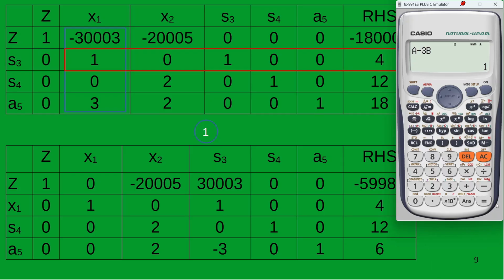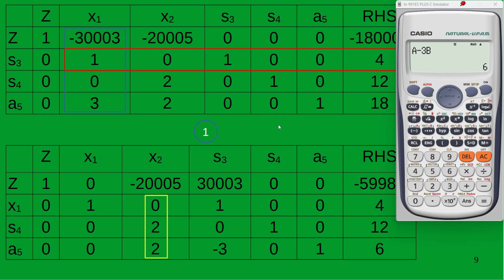And then finally, the final calculation, that is going to be 18, and 4. So there you are, 6. So I have demonstrated for the first row. I have demonstrated it for the last row. You can do it similarly for S4. And this is the first iteration. So now you get the first iteration.